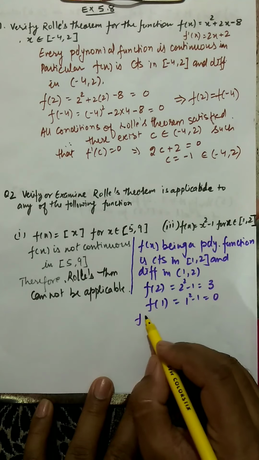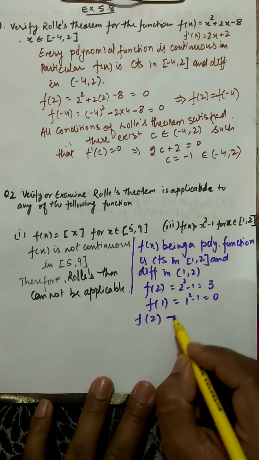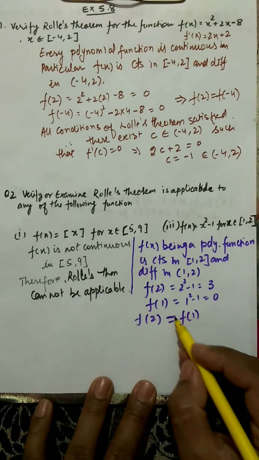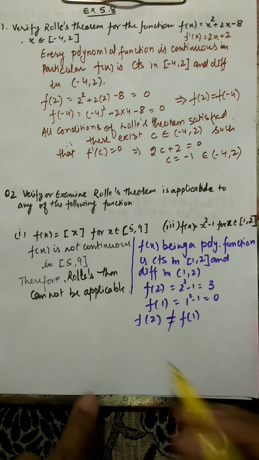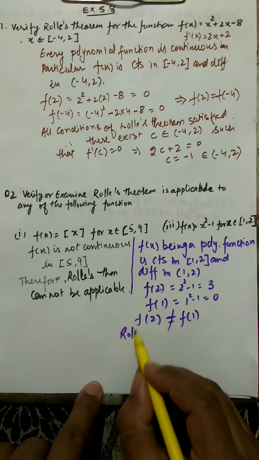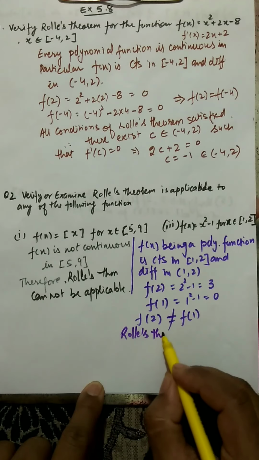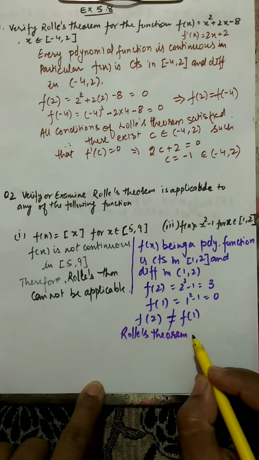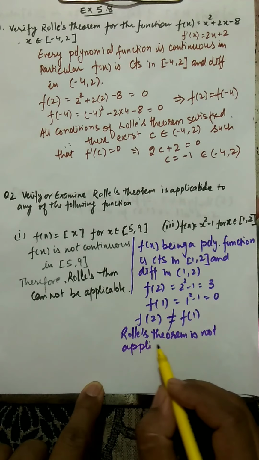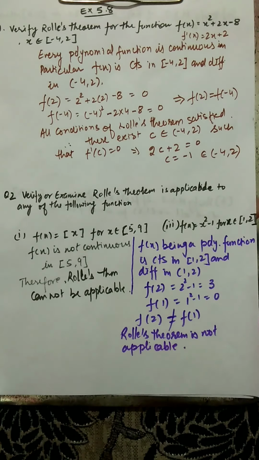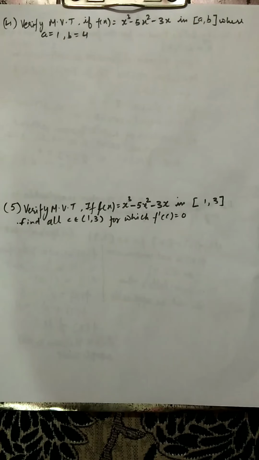So you can see that f(2) is not equal to f(1). It means Rolle's theorem cannot be applied. Rolle's theorem is not applicable. So it is not the case that whenever you get a question you can always apply Rolle's theorem. You have to check whether all the conditions are satisfied or not.